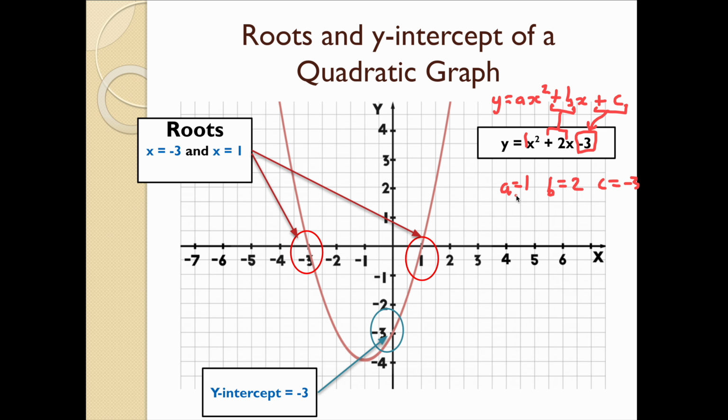Now based on this a being positive, what kind of point do we have? Minimum. A minimum point, because remember, once a is positive, we have a minimum point. That's just tying back in what we did as well. So we found the roots, we found the y-intercept, and based on these values, we realized that this -3 also shows us the y-intercept. And because a is positive, we have a minimum point, which we can see here.